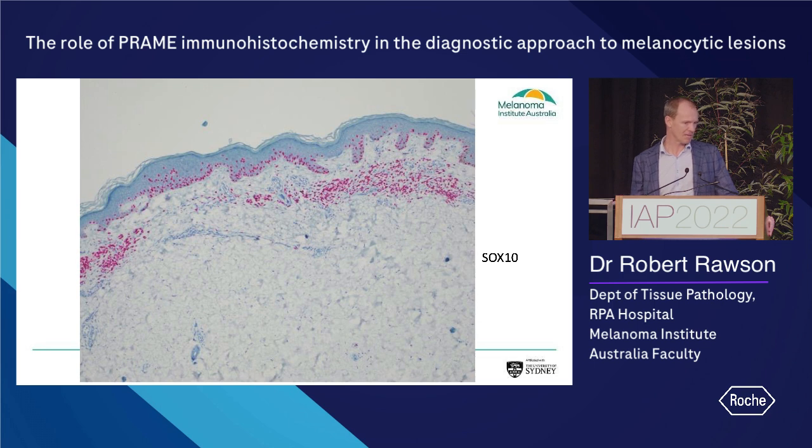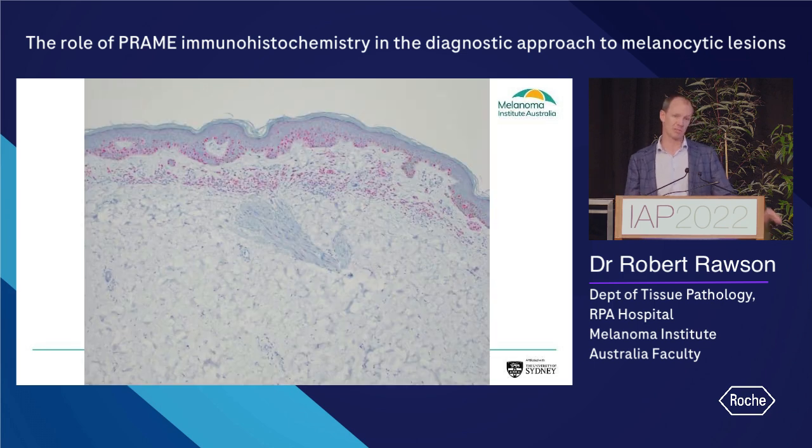And then a PRAME stain was done. I presume it was done by the outside pathologist because they were worried this was a melanoma in situ arising within a nevus. And the PRAME stain lit up everything. It lit up the dermal component and it lit up the junctional component. And as Richard Scollier said, if that's a melanoma, I'm done. So I don't think that is a melanoma. I think that's a PRAME-positive nevus.